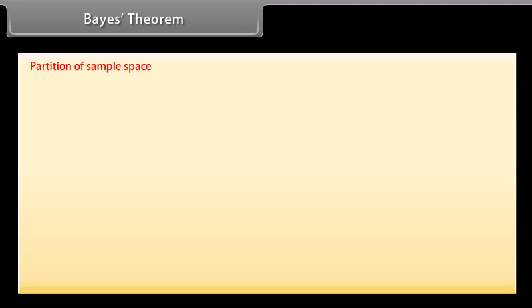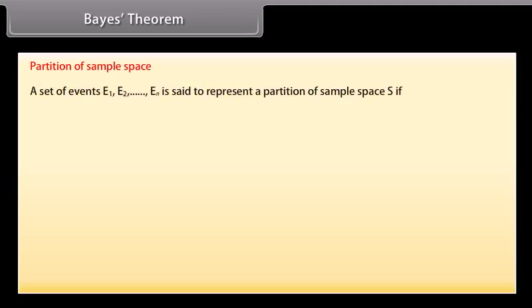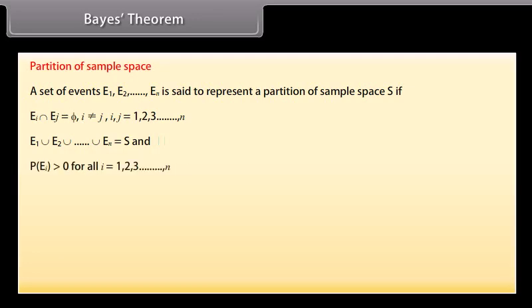Bayes theorem. Partition of sample space. The set of events E1, E2 up to EN is said to represent a partition of sample space S if Ei intersection Ej is equal to null set, i not equals to j, i, j is equal to 1, 2 up to n, E1 union E2 union up to EN is equal to S, and probability of event Ei greater than 0 for all i is equal to 1, 2, 3 up to n.